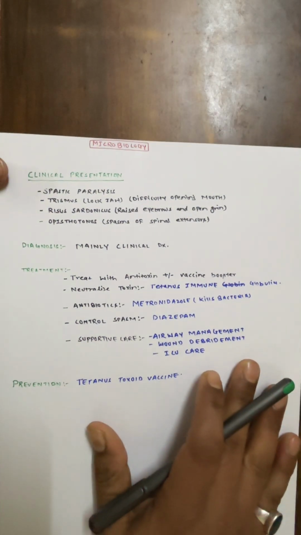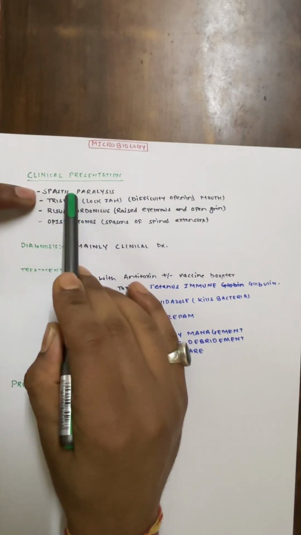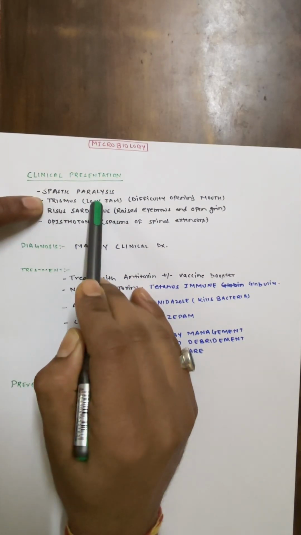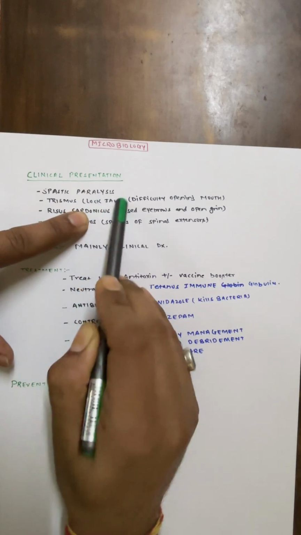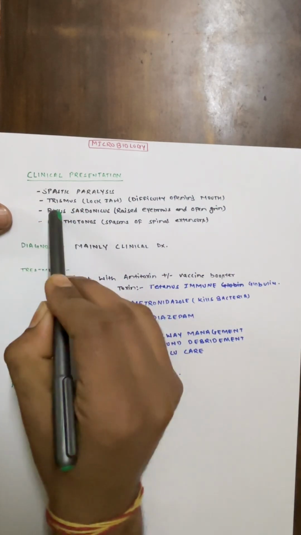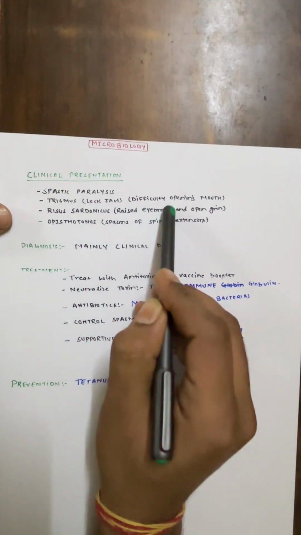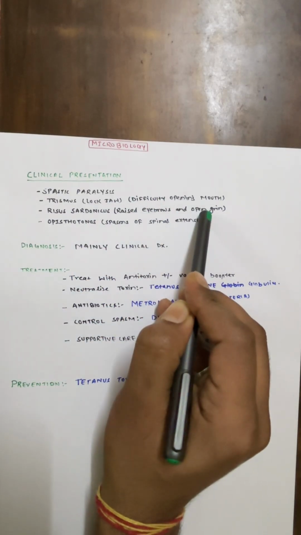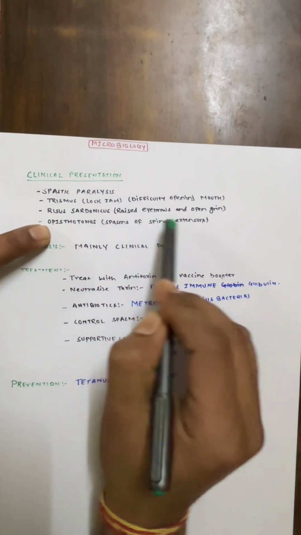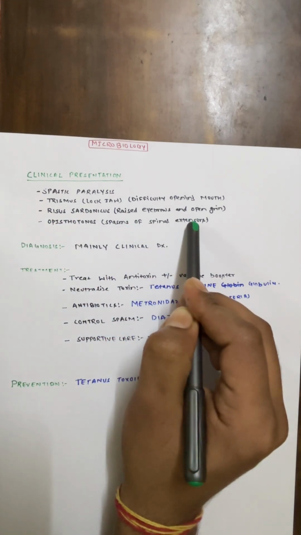While talking about the clinical presentation, the first one is spastic paralysis. We all know now how spastic paralysis occurs in a patient. Then the trismus. Trismus is actually a locked jaw, meaning difficulty in opening the mouth. Then risus sardonicus. It means the eyebrows of the patient are raised with an open grin. And the third clinical feature is opisthotonus. That is spasm of the spinal extensors.